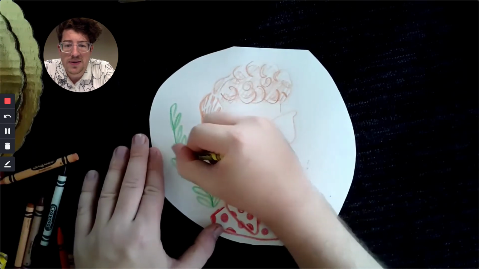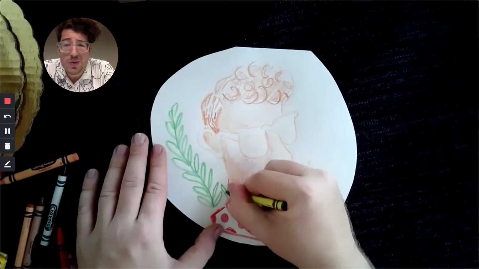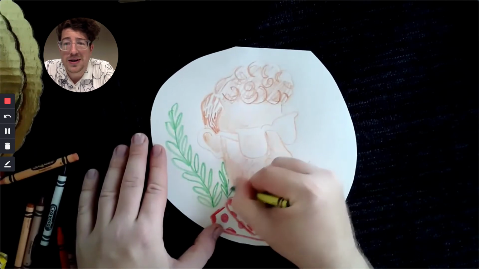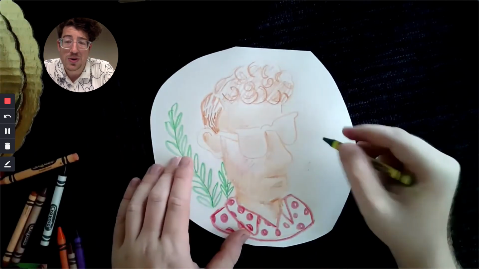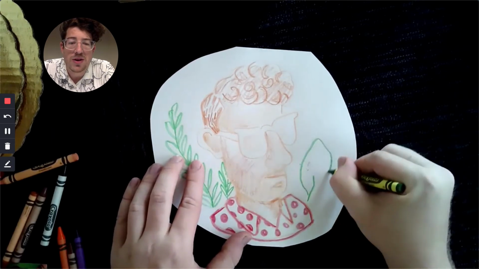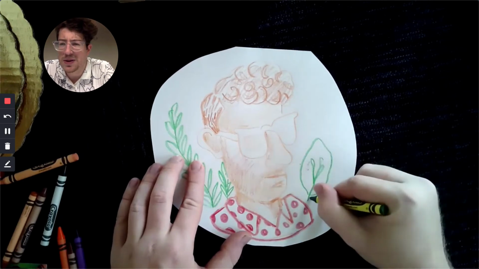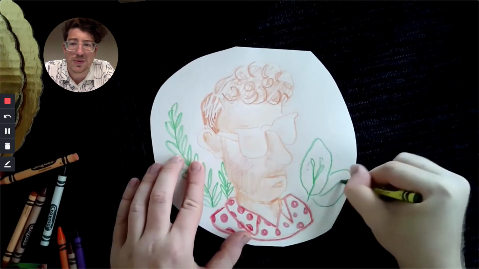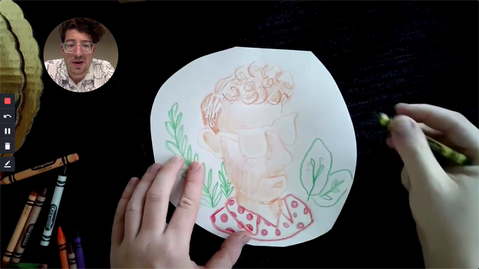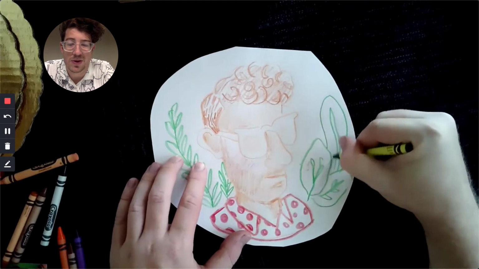Remember that picture of the girl and she was taking a nap in her bed? Well, maybe you really like to take naps and you want to have your portrait be in your bed and you're just sleeping. Or maybe you want your portrait to be in your favorite spot. Maybe it's like on the beach or the mountains, or maybe that's just at home. Make sure that you add details that are going to help people know where you are.